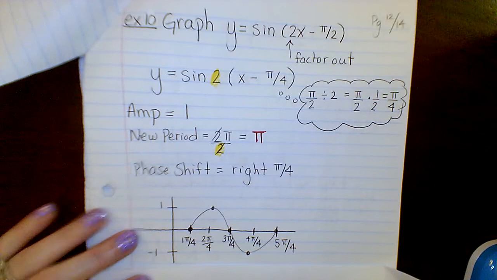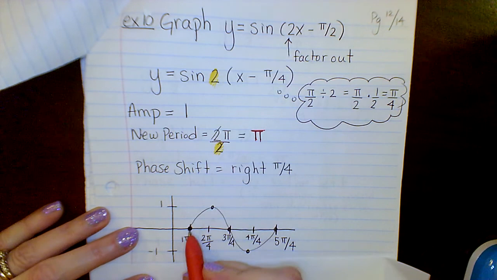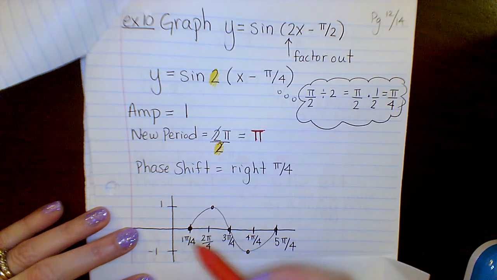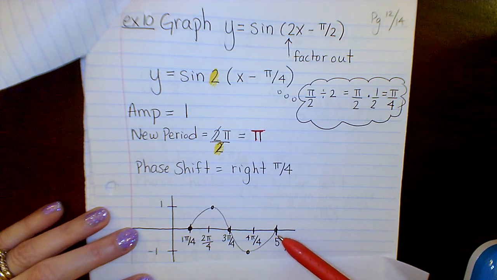All right, so here's what my graph's going to look like. I shifted it to the right, so my starting point, it's a sine graph. That means I'm starting on the axis, as opposed to a cosine graph where I start at 1. I'm going to start right here on the axis, and I'm going to have this kind of shape for that sine graph.